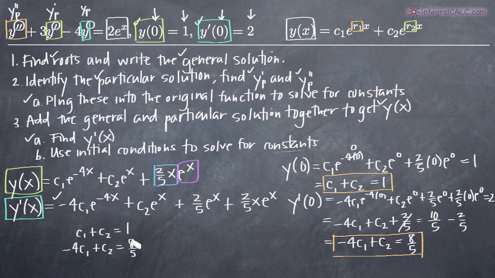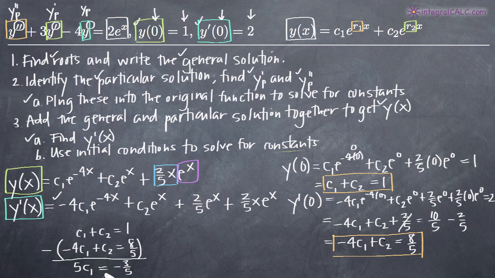So we want to cancel one of these variables so we can solve for the other. If we subtract this entire second equation from the first equation, notice that the c sub 2's will cancel because a positive c sub 2 on top minus a positive c sub 2 is going to give us a 0. So let's do that. For the negative 4 c sub 1, we have a double negative: minus negative 4 c sub 1 turns into a positive, and we'll end up with 5 c sub 1. The c sub 2's will cancel, and then over on the right-hand side, we'll have 1 minus 8/5, which will give us a negative 3/5.